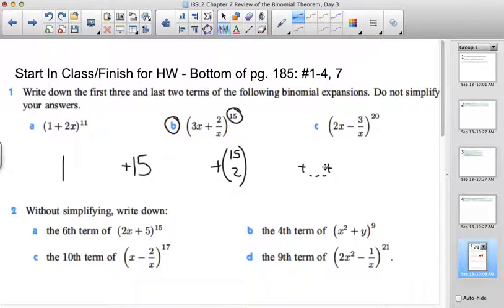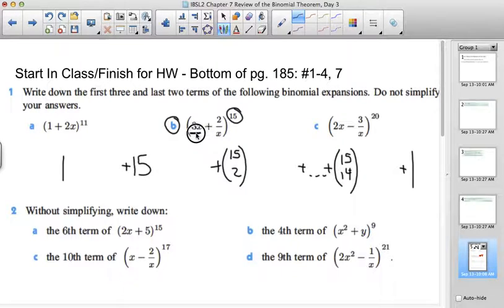Then we'll put our last two. At the last two, we're up to 15 choose 14, which is just 15, and then also 1 at the end. Okay, so that's our last two terms. Now let's deal with A.